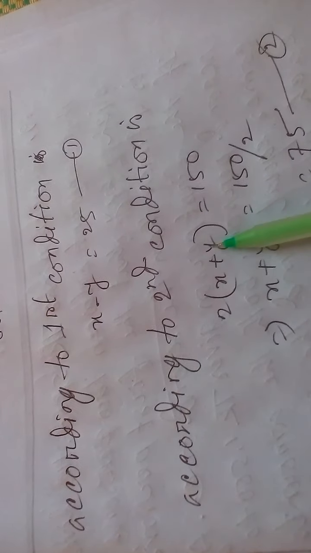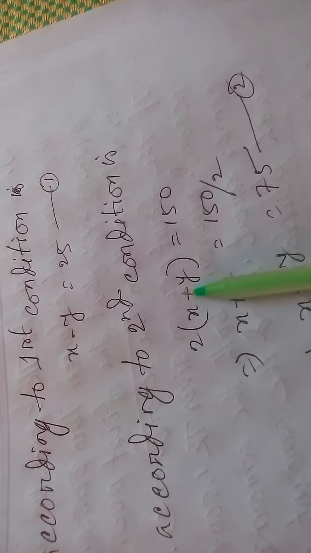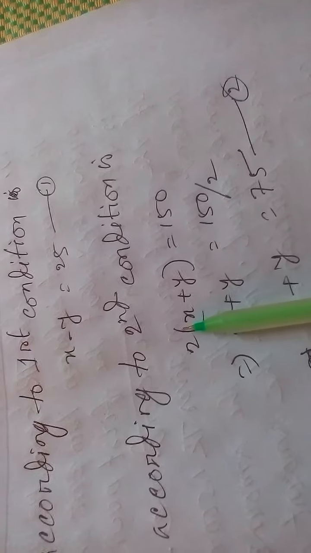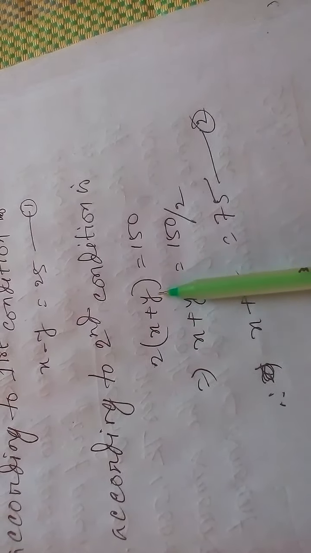According to the first condition, x minus y equals 25. According to the second condition, 2 into x plus y equals 150, because we know the formula of perimeter of a rectangle equals 2 into x plus y, or 2 into length plus breadth. So 2 into x plus y equals 150. So after calculating we get x plus y equals 75.